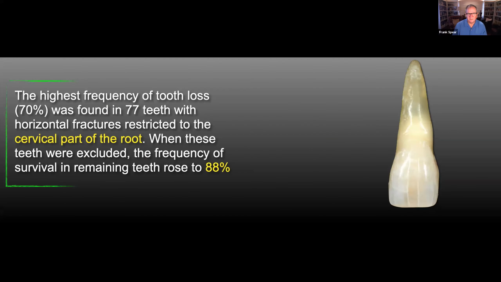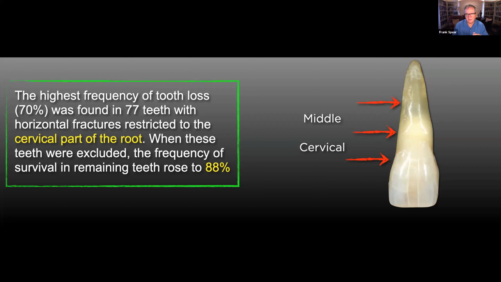What was significant was, depending on where the fracture was, if it was in the cervical area of the tooth, that had the lowest prognosis. The more apical you went, the better the prognosis got. So if you took out the ones that had fractures in the cervical area, 88% of those teeth survived 10 years with no treatment other than splinting them.